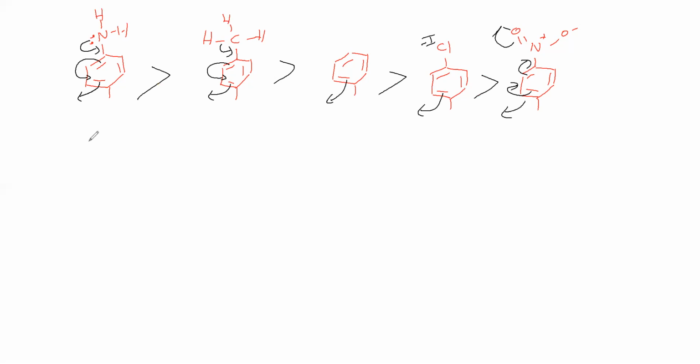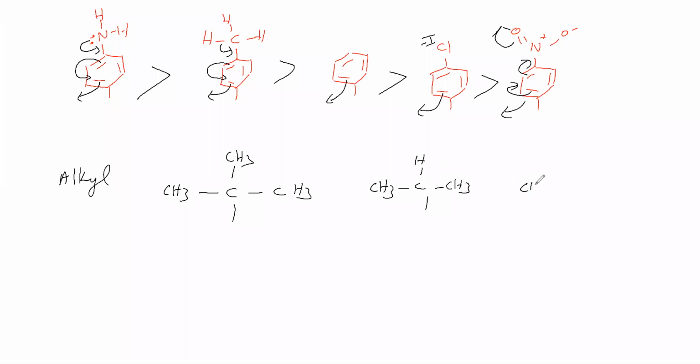Now for the alkyl group, how will the migration order be? That we will see. We will take tertiary alkyl, secondary alkyl, then primary alkyl, then methyl.